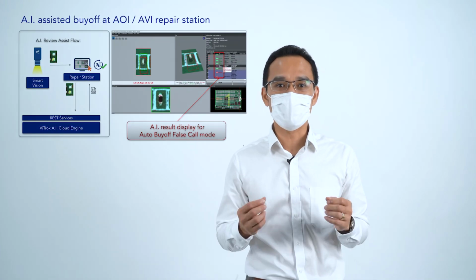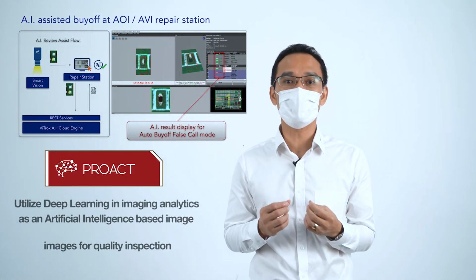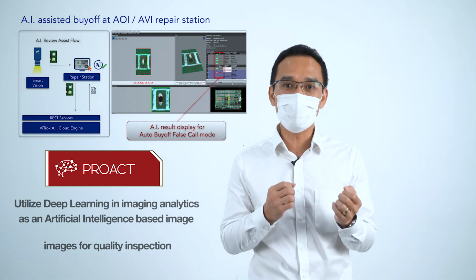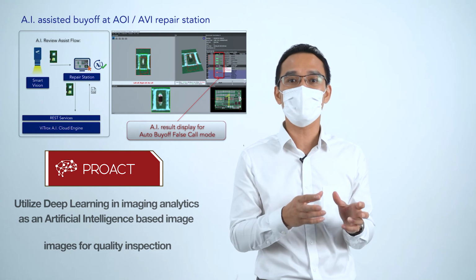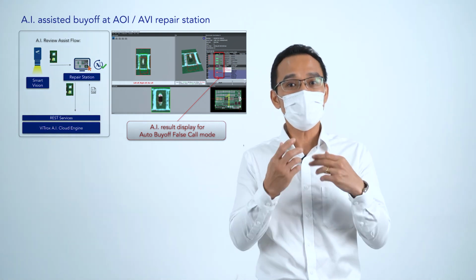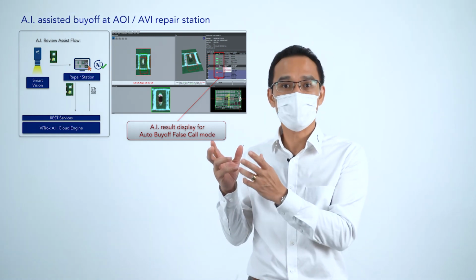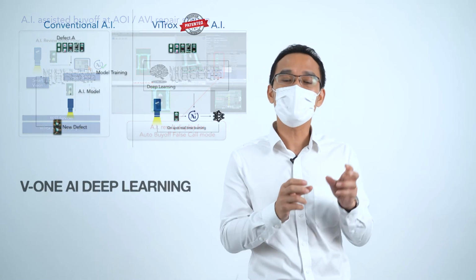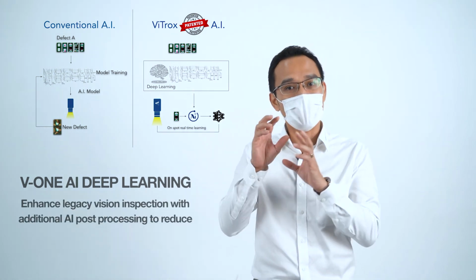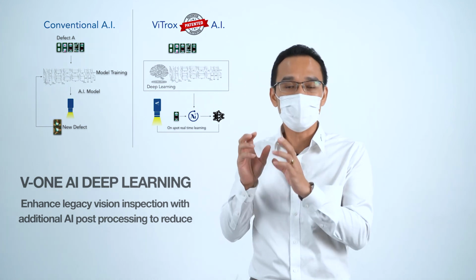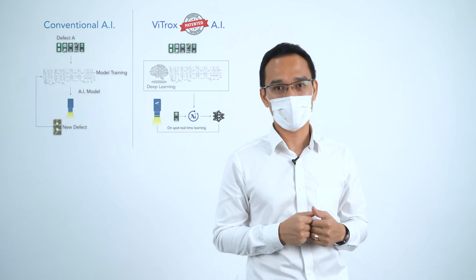What you have just seen in this video is one of the examples of ProAct, where we utilize deep learning in imaging analytics as artificial intelligence-based image processing after machine vision captures images for quality inspection. Most legacy vision inspection machines use image comparisons or rules-based processing. Therefore, with V1's AI deep learning, we can enhance the legacy vision inspection with additional AI post-processing to reduce false rejects and increase throughput. This is ProAct.